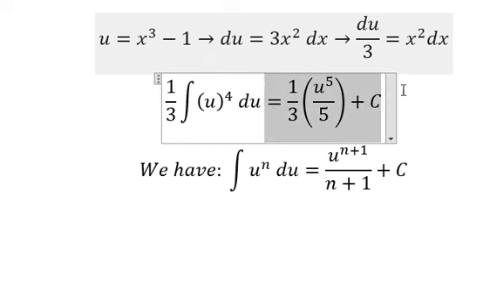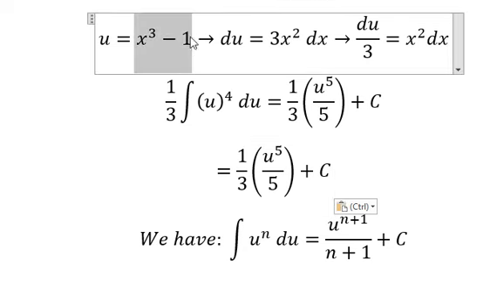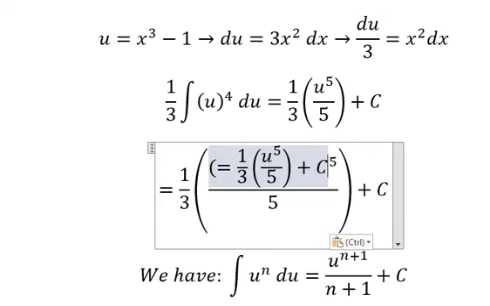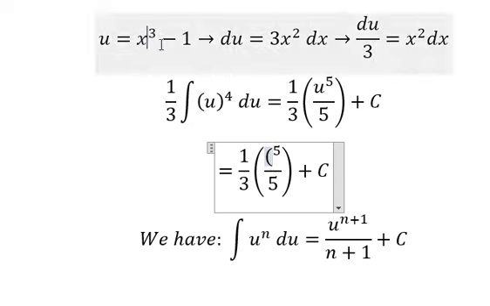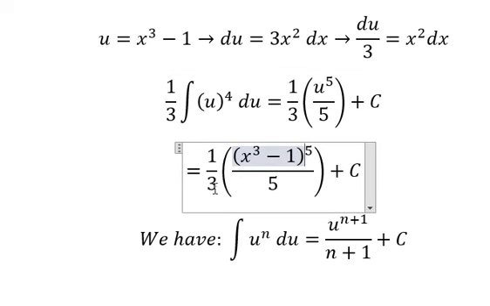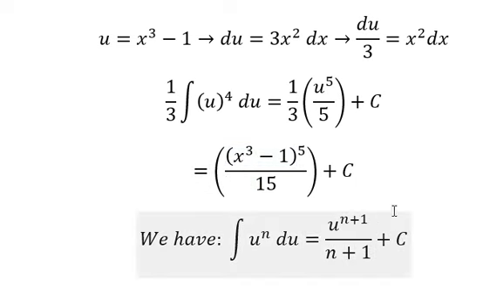Next, about u, that is this one. So number 3 and number 5 we have 15. And this is the final answer. That is the end.